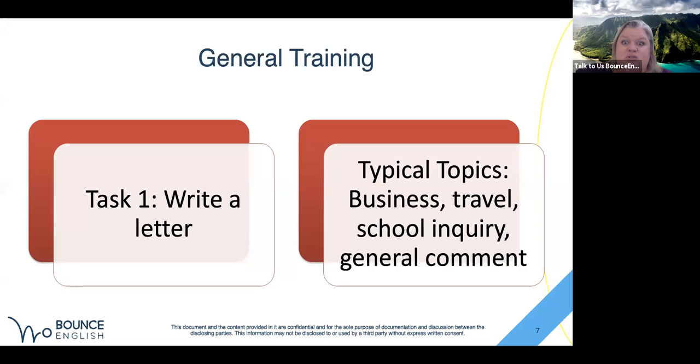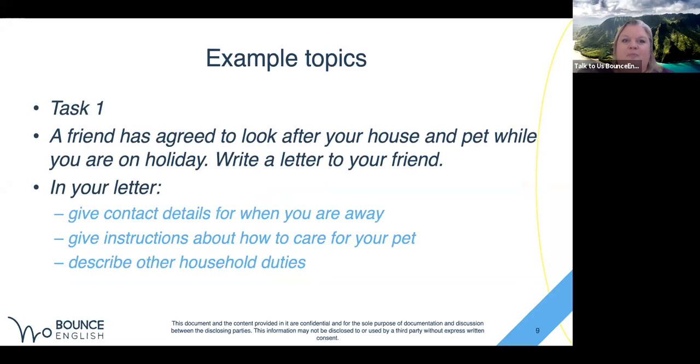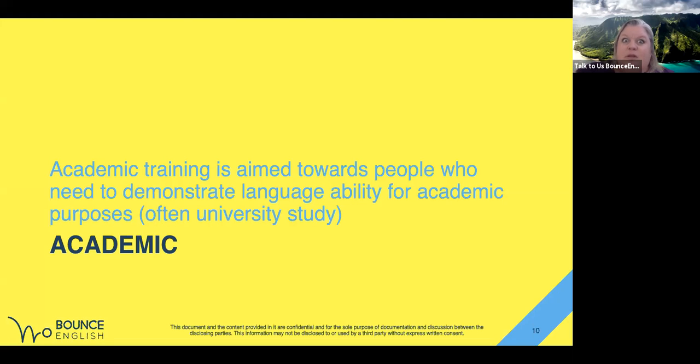Some typical topics that you might do for IELTS general training are writing to a business and asking them some questions, or a really common one is travel, like you lost a suitcase and you need to find out what happened to it, or maybe you are writing a letter to a newspaper about something in your town. These are all really typical IELTS task 1 questions for general training. So this might be an example of one. You borrowed something from a friend, it's been damaged, write a letter. We won't spend too much time on this today.